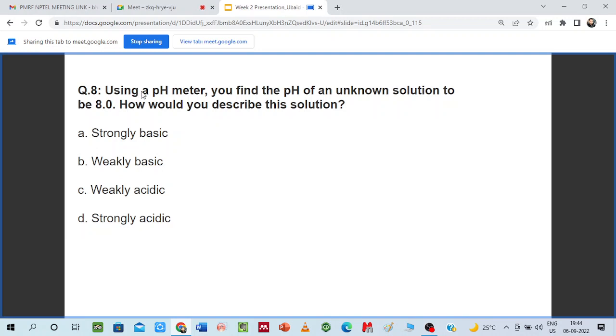The next question is: using a pH meter, you find the pH of an unknown solution to be 8. How would you describe this solution? This is a very basic question. So what is the answer? Strong base, strongly basic, weakly acidic, or weak base? Everyone of you should know this. If the pH is 8, the solution is weakly basic.